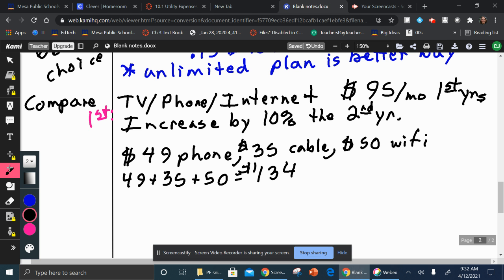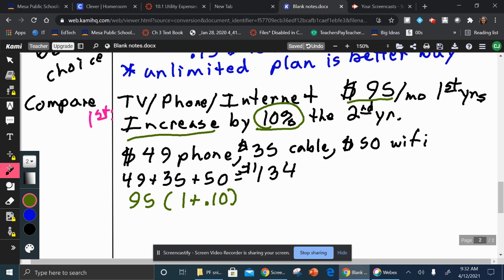Okay, so we do our second one, doing this one with the 10% increase, everybody. So 95 times 1 plus 10%, remember, because it's an increase. Okay, so I got $104 and 50 cents.